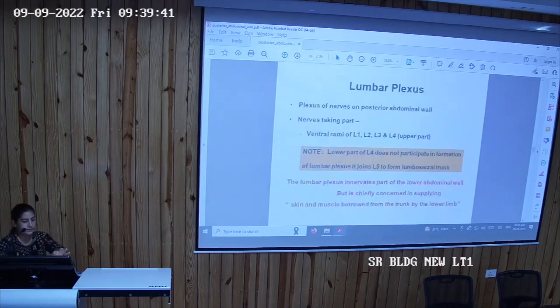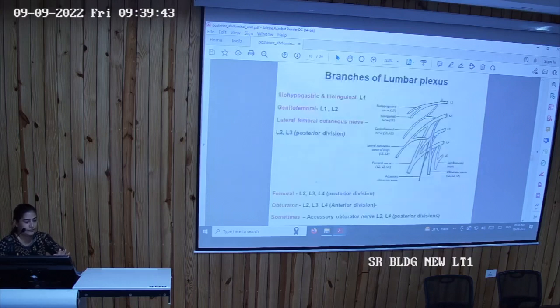Now exactly what is their root value? The iliohypogastric nerve and ilioinguinal nerve are coming from L1. So the root value for the iliohypogastric and the ilioinguinal is spinal L1. Next is the genitofemoral. Genitofemoral is taking fibers from L1 as well as from L2. So its root value is L1 and L2.